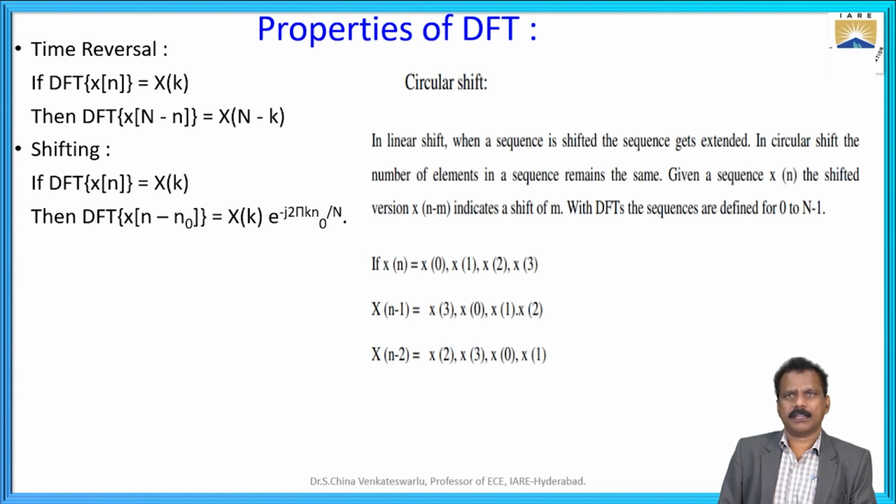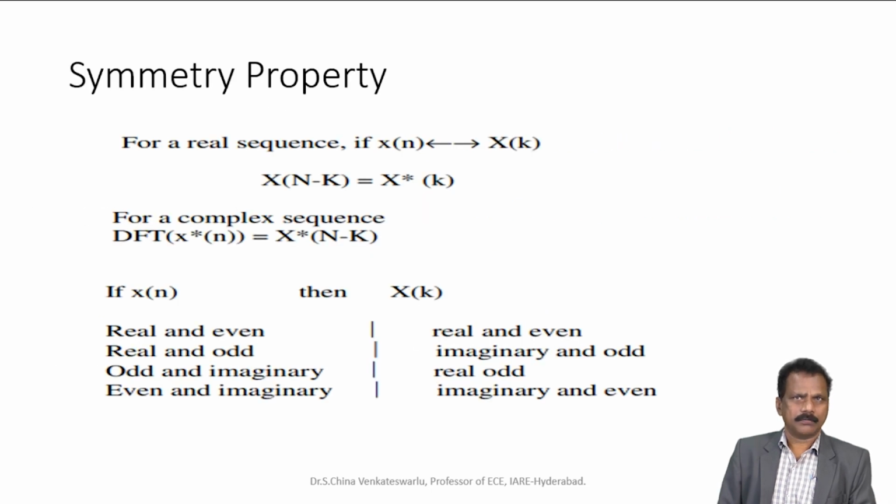Now for the circular shift, we have to verify that, compared with the linear shift where the sequence is shifted, you can analyze how it is shifted. Now the symmetry property. For a real sequence, if x of n has transform x of k, then x of N minus k is equal to x conjugate of k. For the complex sequence, the discrete Fourier transform of x conjugate of n is equal to x conjugate of N minus k. So how is it represented if x of n has transform x of k?